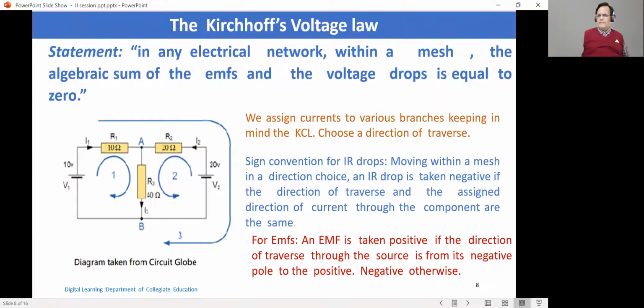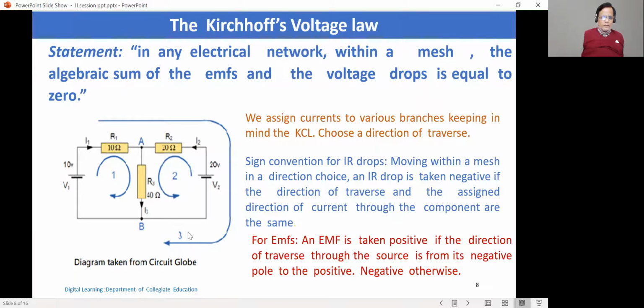Now, as far as EMFs are concerned, as we go through a loop in a direction of our choice, if we move from the positive pole of the cell to the negative, it's a drop in voltage, hence taken minus. If on the other hand, we pass through the cell from its negative pole to the positive, then it represents an increase in voltage, so we will be taking it with a positive sign.